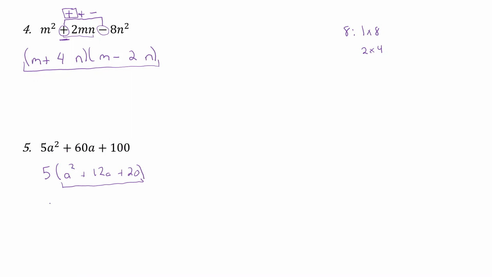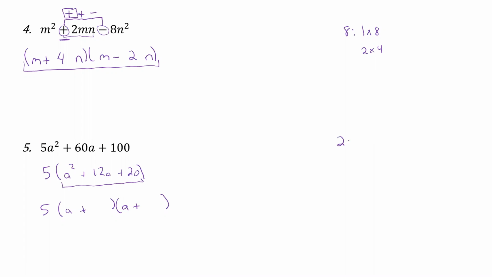So then what we're going to have is 5 times, we'll have two binomials. We'll have an A, we'll have an A. Well, these are both plus, so then I know that's going to be a plus and a plus. And so now I need two factors of 20 that add to 12.